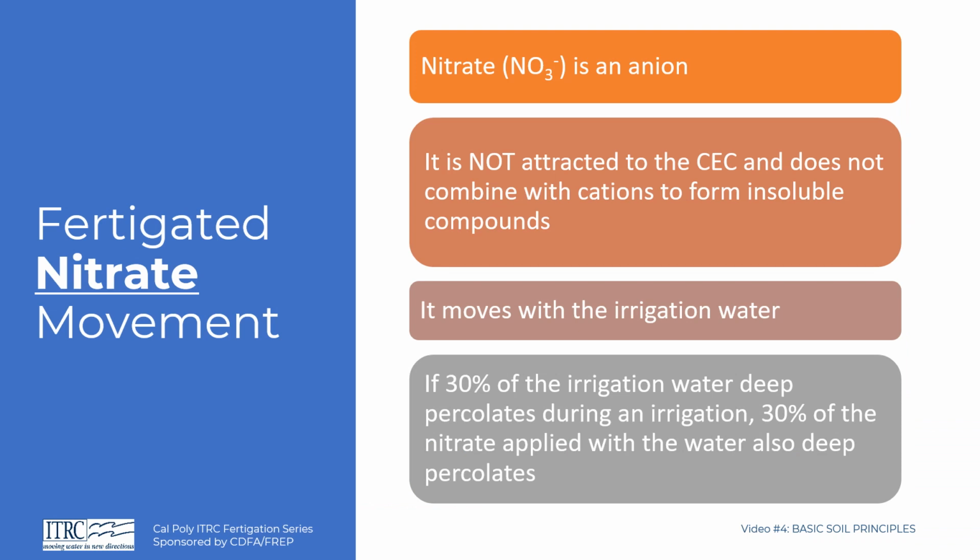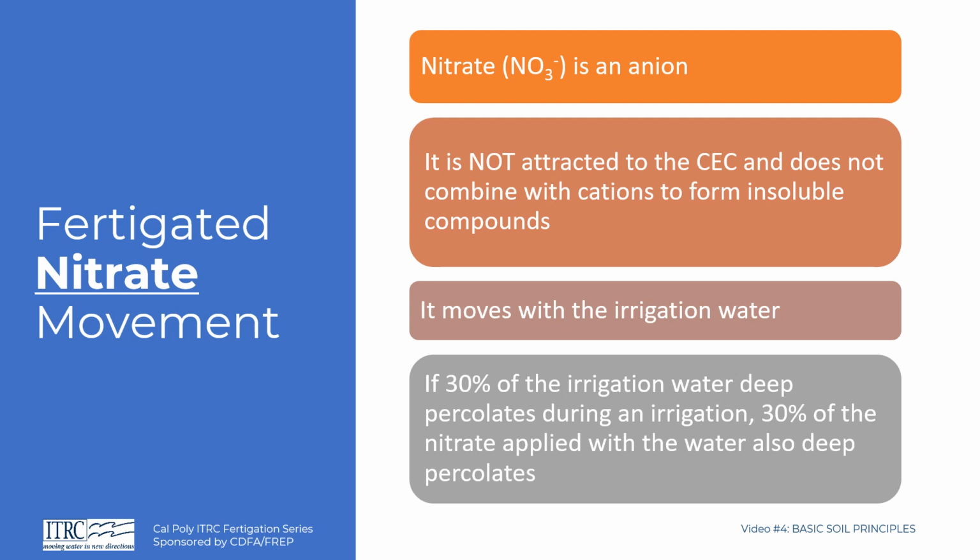If we look at nitrate movement, it's an anion, and because it's an anion, it's not going to be attracted to the cation exchange capacity. And if you recall, it really doesn't combine with cations to form insoluble compounds. In other words, nitrate's really quite soluble. So it moves with the irrigation water.